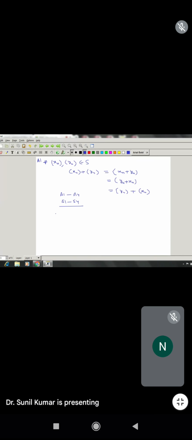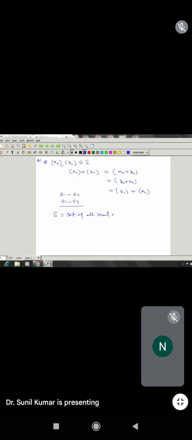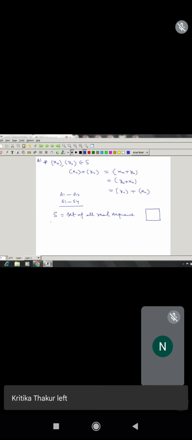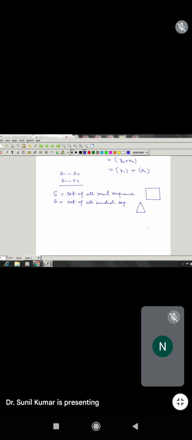if I take all the sequences, the set of all real sequences, I can define this with a square box in this way, and B is the set of all bounded sequences, which I define with a triangle. Triangle represents the set of all bounded sequences.